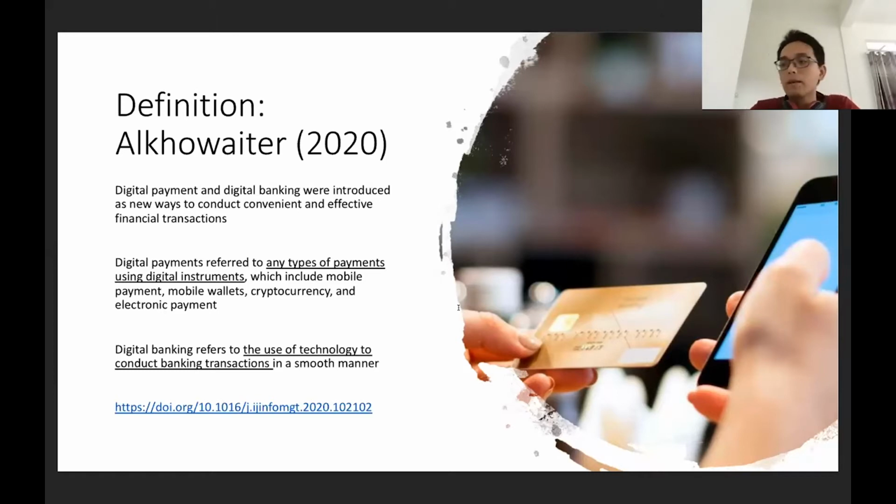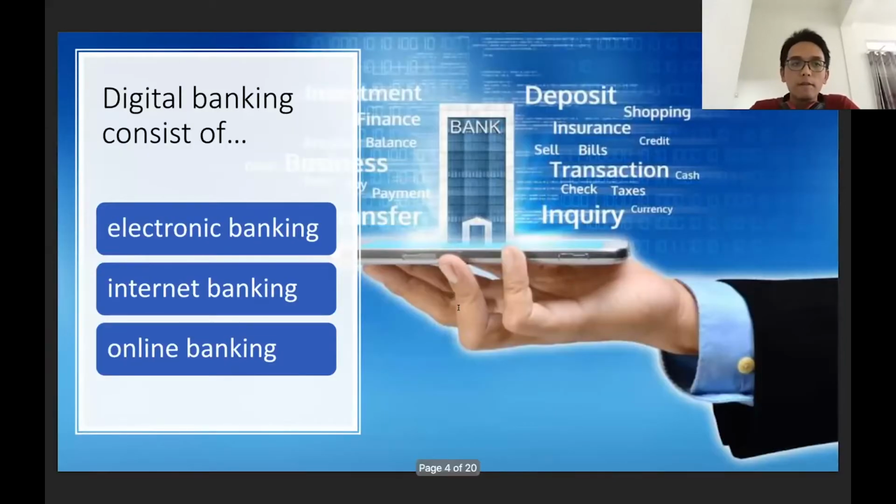Because today, a bank is not just a place where we store our money or transfer our money, but more about activities, about how we interact with others from our smartphone. And when we look deeper, digital banking can be categorized into three: the first is electronic banking, the second is internet banking, and the third is online banking. Actually, those three are almost similar to one another and have only several differences.